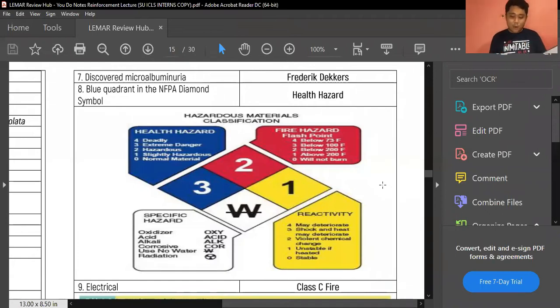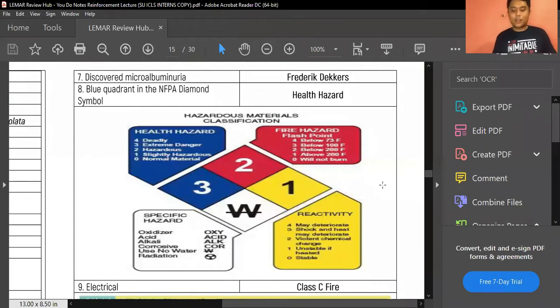Then take note of the mnemonics, how do we remember the numbers and what the hazards mean. For blue, the health hazard, you have N-SHED: normal, slightly hazardous, extreme danger, and deadly. For your reactivity, you have SUV, SM. Musakay kag SUV, padulong sa SM. So you have stable, unstable if heated, letter V, violent chemical reaction, S, shock and heat may detonate, and 4 may detonate. So take note, dears, NFPA diamond symbol.